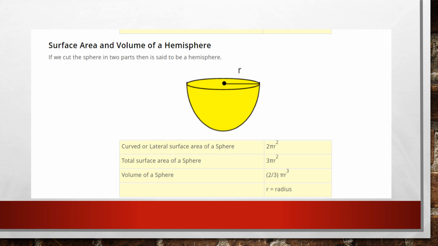Now when we take half of the sphere, what result are we getting? We are getting a hemisphere, meaning half of the sphere. If we divide it into 2 parts, then each is a hemisphere. The curved surface area of a hemisphere is 2 pi r square. Similarly, for the total surface area, we add 1 pi r square, then we are getting 3 pi r square. And the volume is 2 upon 3 pi r cube.